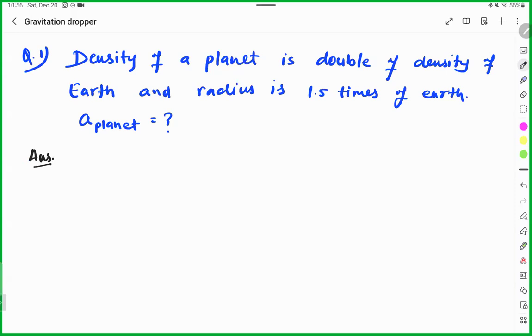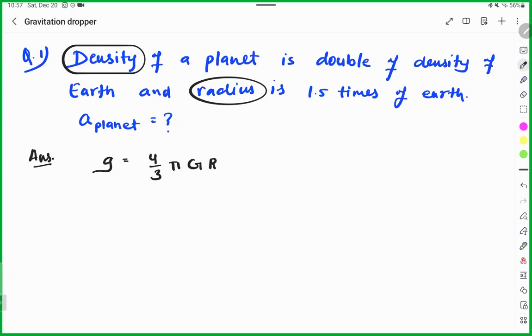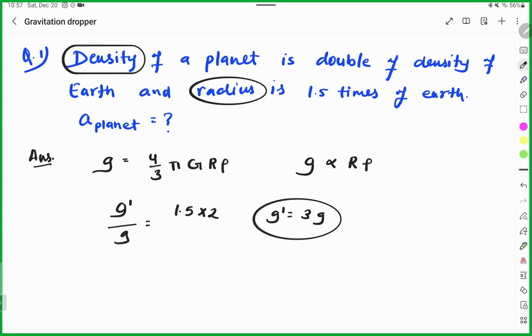Answer will be 3. Why? Because remember here you have to consider density and radius, two factors. If you consider these two, then you know g value of any planet will be 4 by 3 pi G R rho, correct? So we can say g value directly depends upon R and rho. So g of the new planet compared to g: radius is 1.5 times and density is 2 times. Done. g dash will be 3 times g. Was it extremely easy, guys? Any doubt? No doubt. Yes.